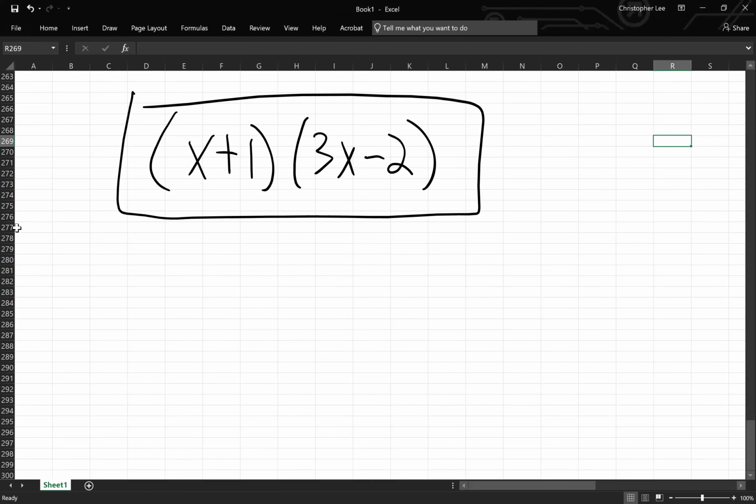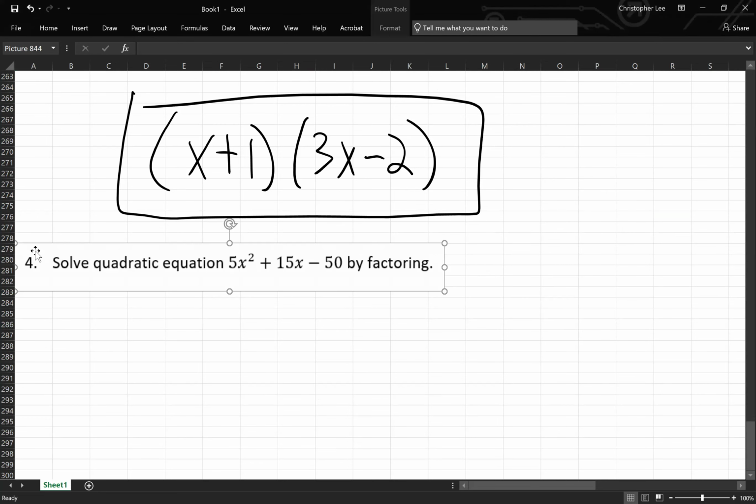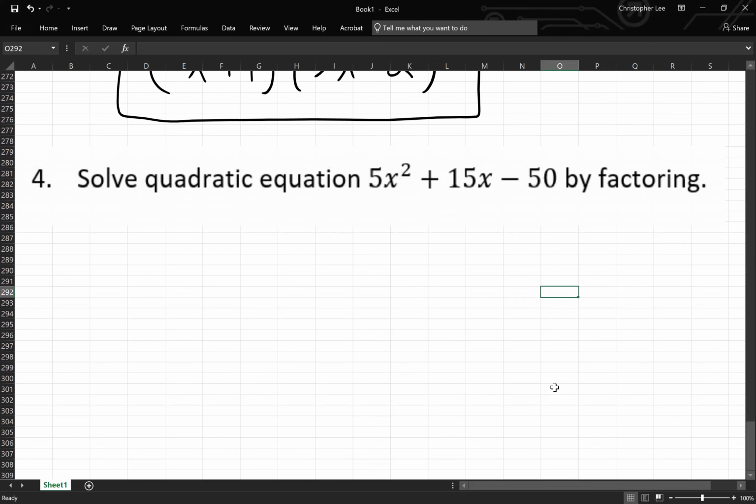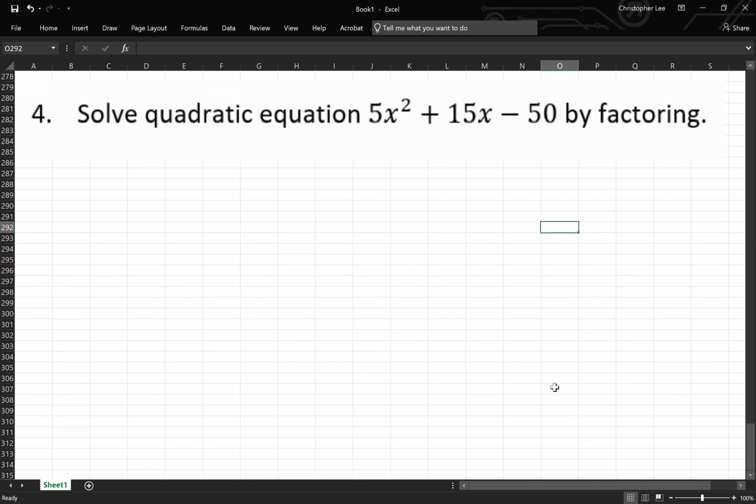This next question is kind of hard. This is your fourth question. It says solve the quadratic equation by factoring. All right. What's the answer? What should I do first?